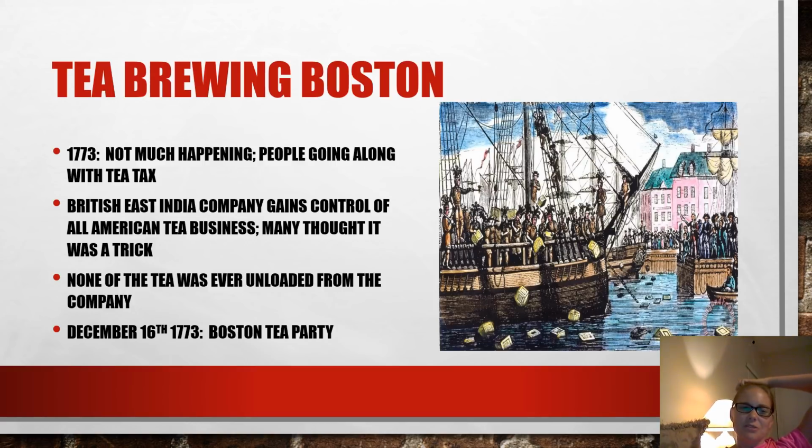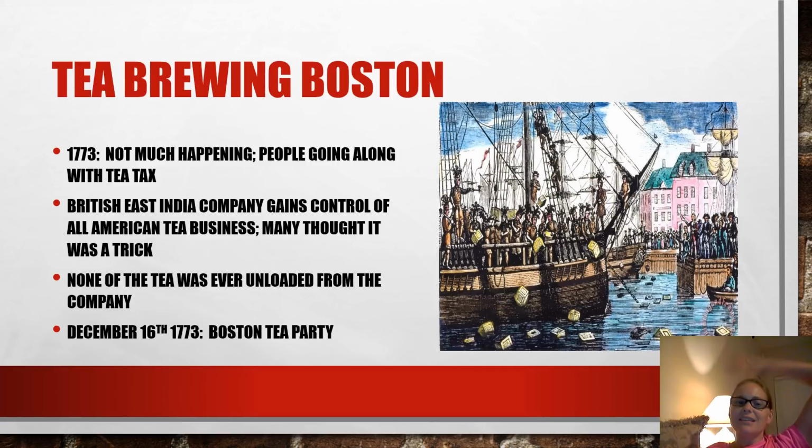But here's a problem. 1773, the British East India Company is about to go under. They're going bankrupt. And so to save face, the British Crown grants the British East India Company control of all American tea business. And so they had a lot of ships filled with tea en route to the colonies. Many thought that this was a trick, that they were really trying to slip a fast one past the colonists, to get them to like the tax that was continuing on tea. And so Americans, with the bait of cheaper tea, paying this tax, got all riled up.